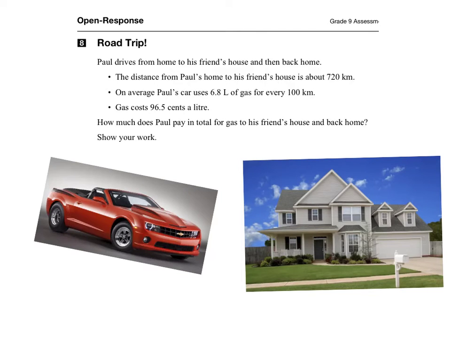Paul wants to drive to his friend's house and then back home. The distance from Paul's house to his friend's house is about 720 kilometers. His car is fuel efficient and gets 100 kilometers for every 6.8 liters of gas. And gas right now is really cheap. It's on sale for 96.5 cents a liter.